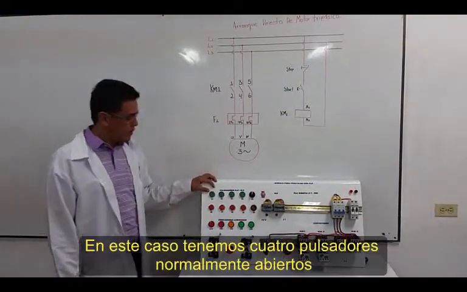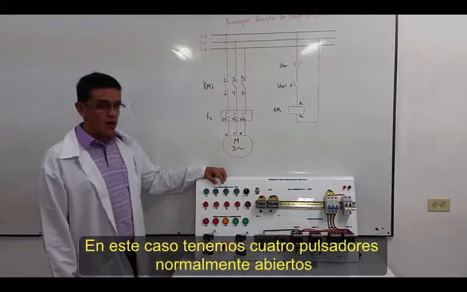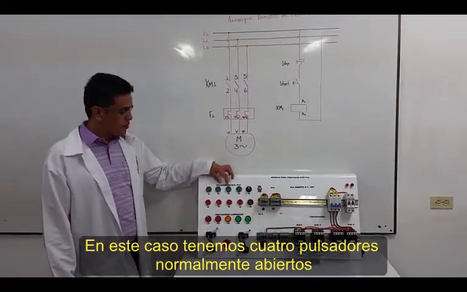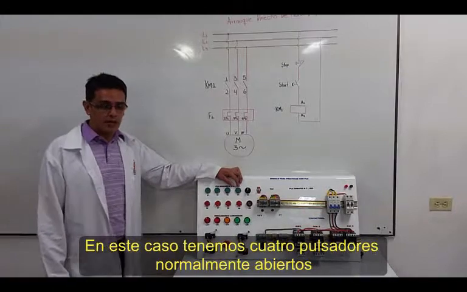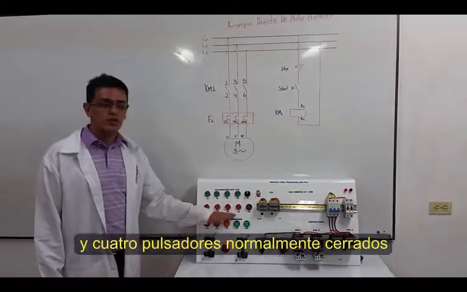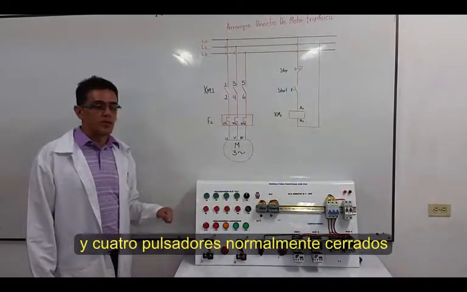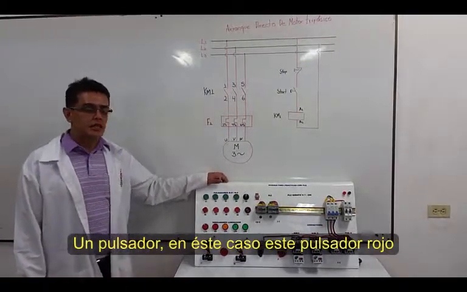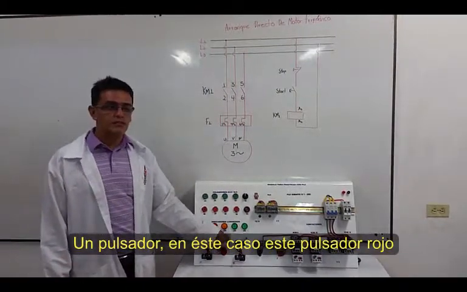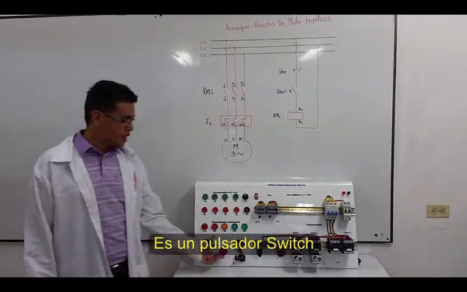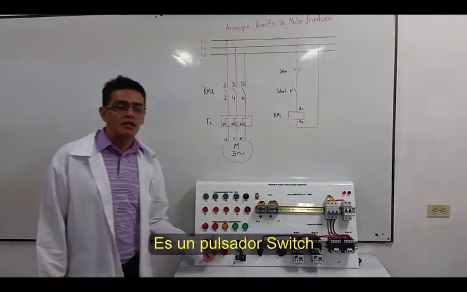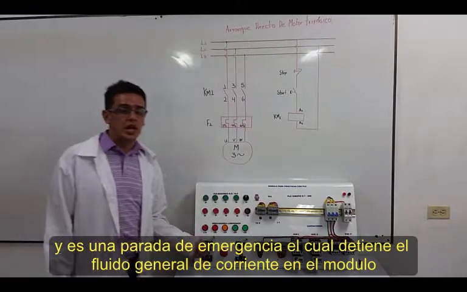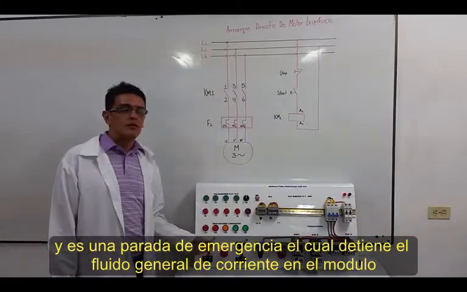So we have here, in this case, 1, 2, 3, 4 normally open push buttons and 4 normally closed push buttons. A push button, in this case, is a red button. This is a push button switch and is an emergency stop which cuts the general flow passing through the module.